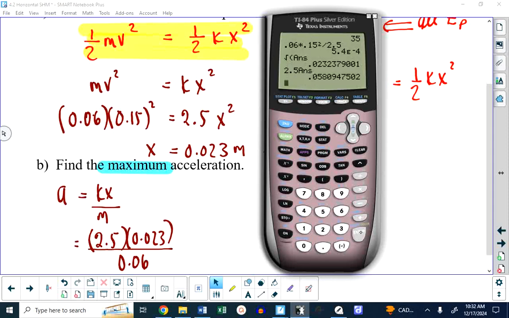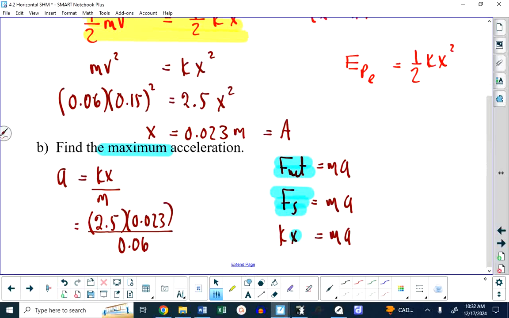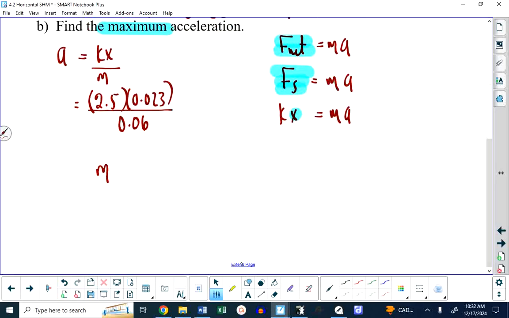What you're looking at on my calculator right now is the maximum force acting on the mass at any point in time, and it happens at the equilibrium position. If I divide by the mass, I get the maximum acceleration of about 0.97 meters per second squared. Anybody else get that number? Okay. So the maximum acceleration is about 0.97 meters per second squared.